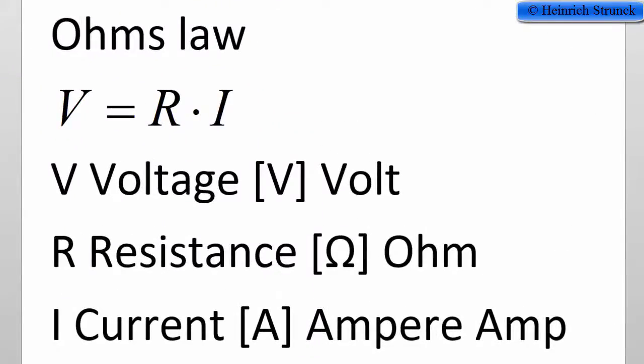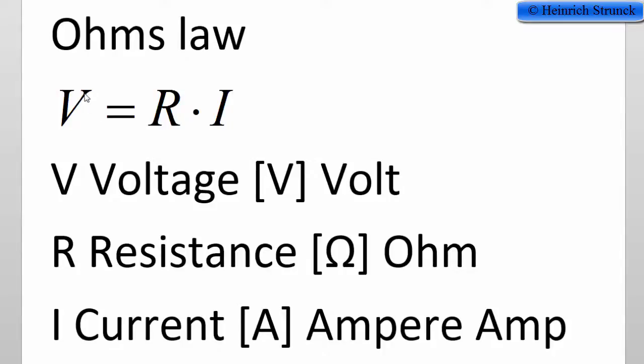This video is about Ohm's law. We have that Ohm's law is V is equal to R times I, where V is the voltage measured in volt, R is the resistance measured in ohm, and I is the current measured in ampere, or normally we just say amp. So the voltage is equal to the resistance times the current.